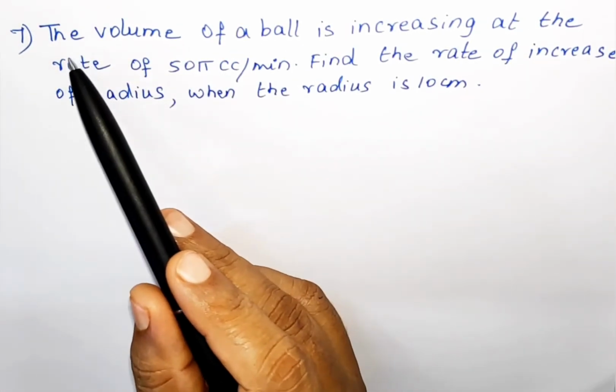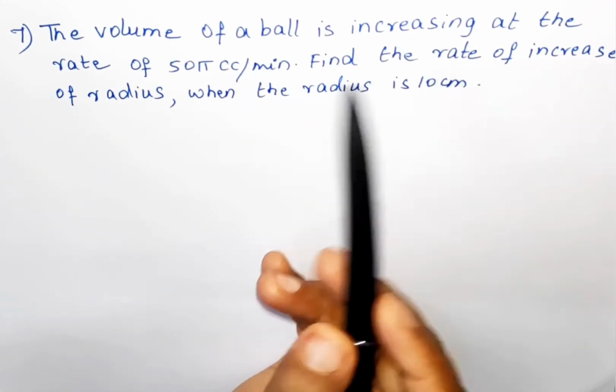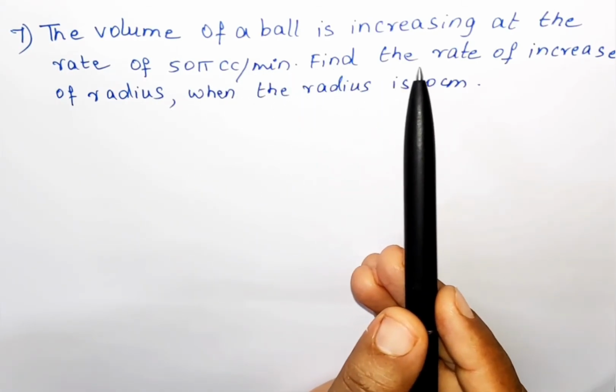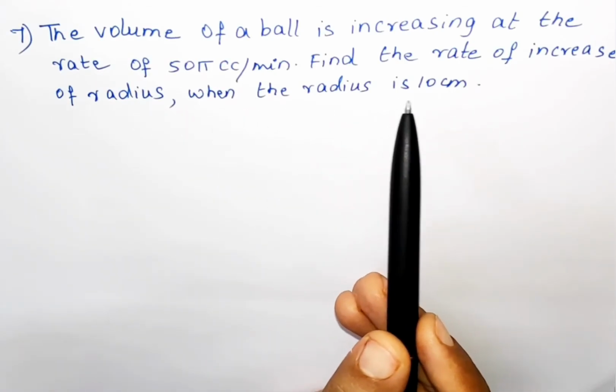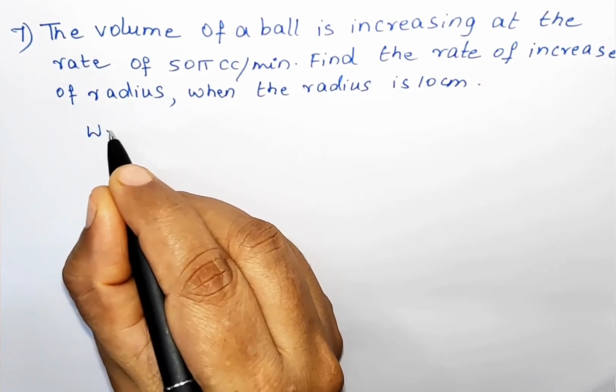Now we solve question number 7. The volume of a ball is increasing at the rate of 50 pi cc per minute. Find the rate of increase of radius when the radius is 10 centimeter. So let us solve this problem.